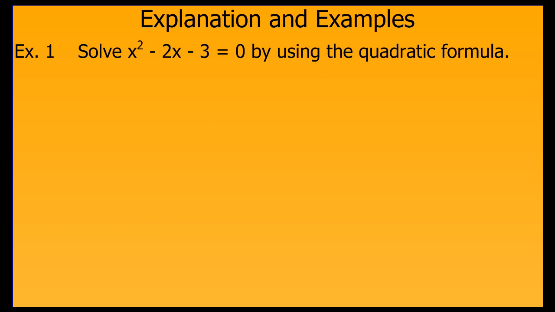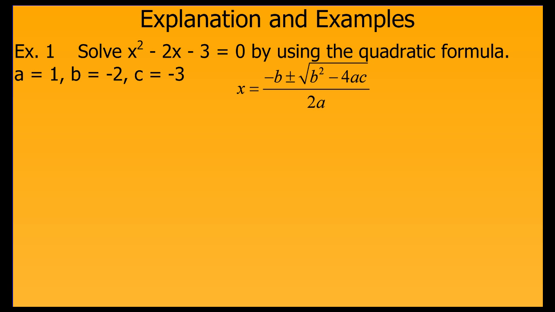Let's solve x squared minus 2x minus 3 equals 0 by using the quadratic formula. First, we identify that a equals 1, b equals negative 2, and c equals negative 3. So now I'm going to substitute those values into the quadratic formula. So I substitute 1 in for a, negative 2 in for b, and negative 3 in for c.